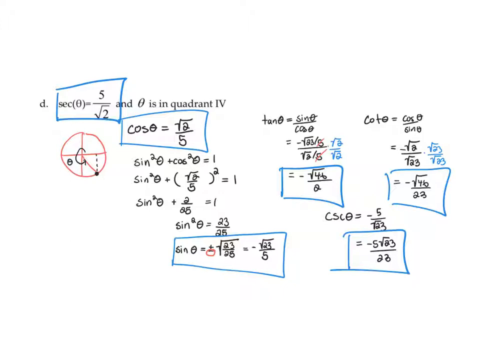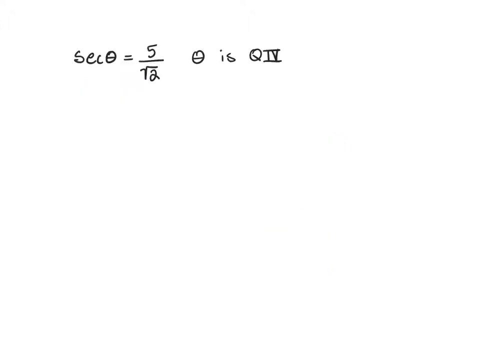It's still the Pythagorean theorem, it's just not using the trig Pythagorean identities. Okay, so we'll start with the same information. The secant of theta is 5 over the square root of 2. Theta is in quadrant 4. And I'm going to start by writing secant in terms of its ratio, which is r over x.